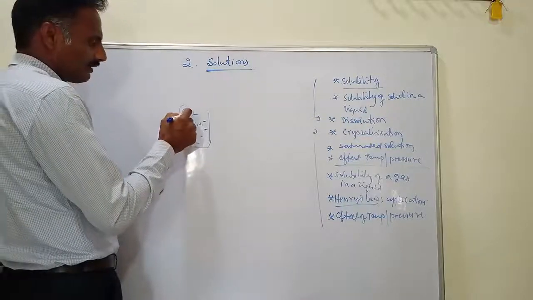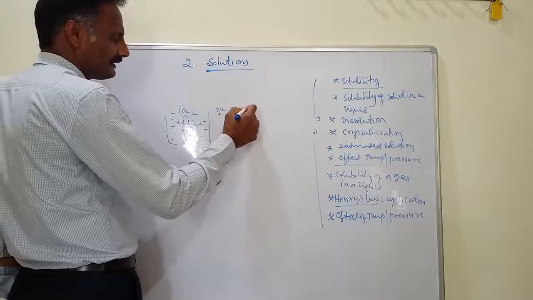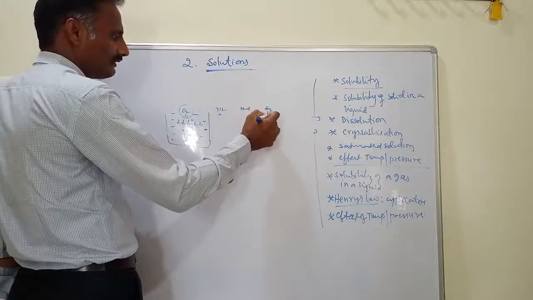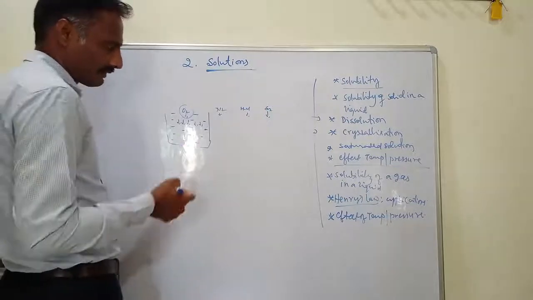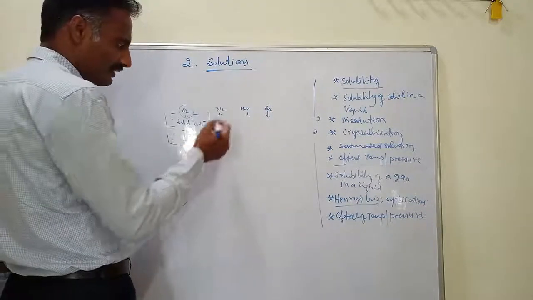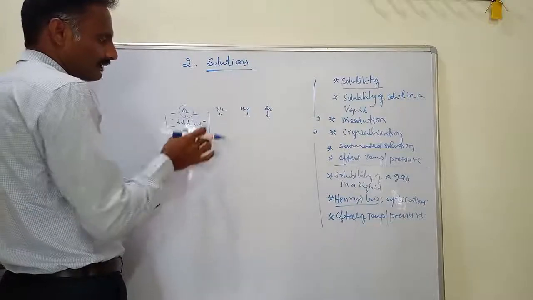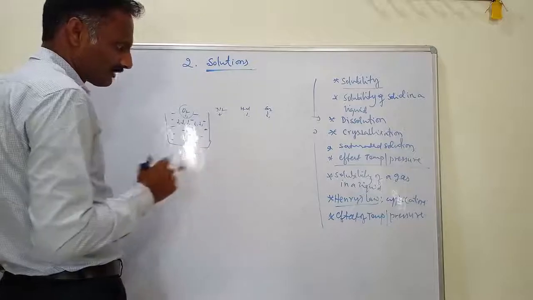So oxygen, O2 is a gas, nitrogen is a gas, and also HCl is a gas and SO2 is a gas, and these gases are soluble in water. Or in case of benzene or cyclohexane, different solvents are used, and most of the gases are soluble in suitable solvents.